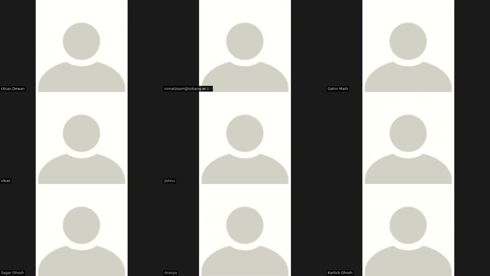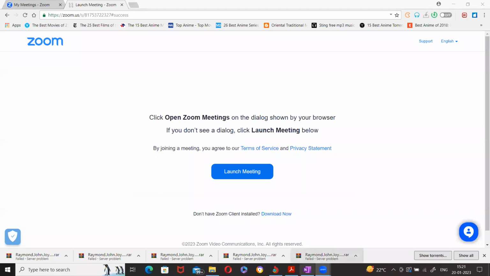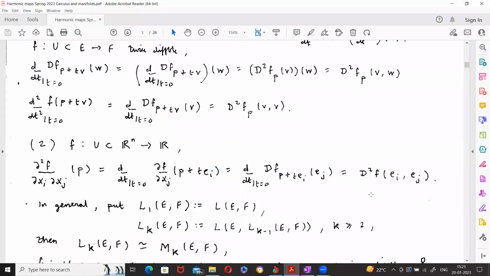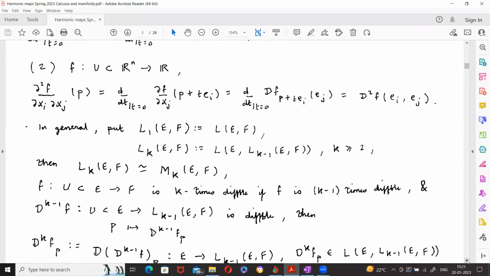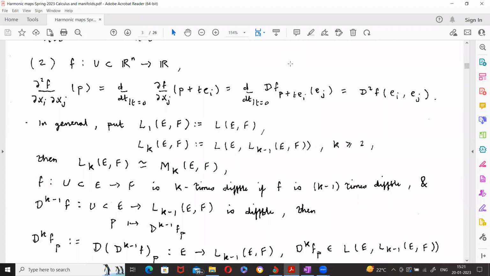Okay, so let's continue then. So what about higher derivatives? Just like the second derivative turns out to be a bilinear map, higher derivatives will turn out to be multilinear maps. They can be identified with multilinear maps. So let's see how. This will be by induction.